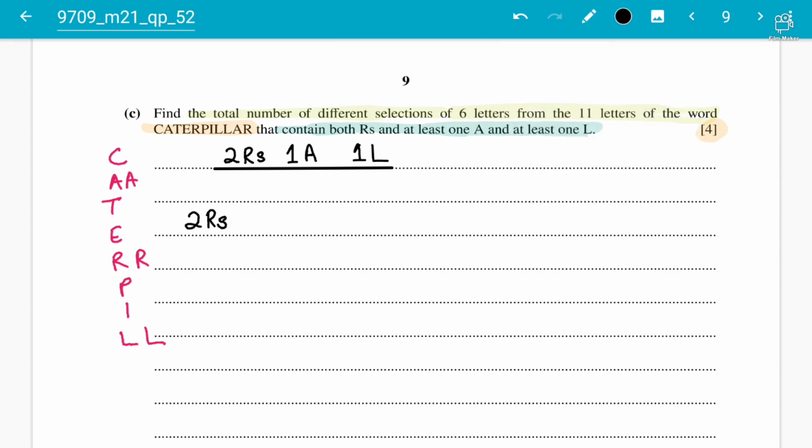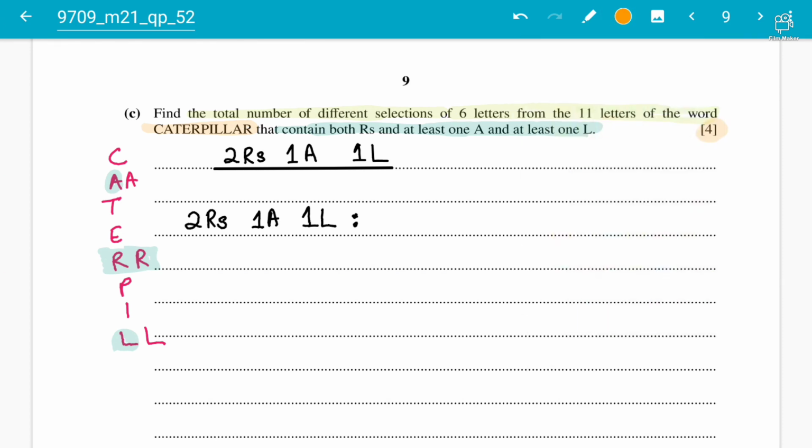Minimum you need this. So 2 R's, 1 A and 1 L, which means we have chosen this, okay. So 4 letters you have already selected, okay. So you can write down like this, R, you have selected these, all of them. So you already have to choose always the 2 R's, okay, and 1 A and 1 L you have selected already.